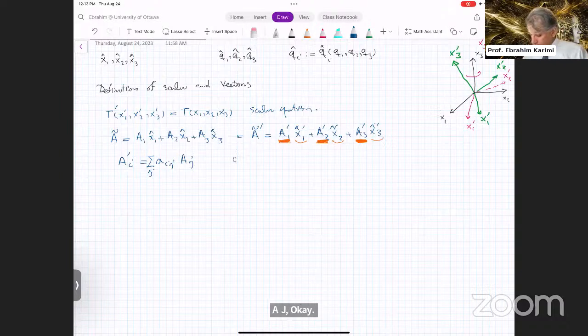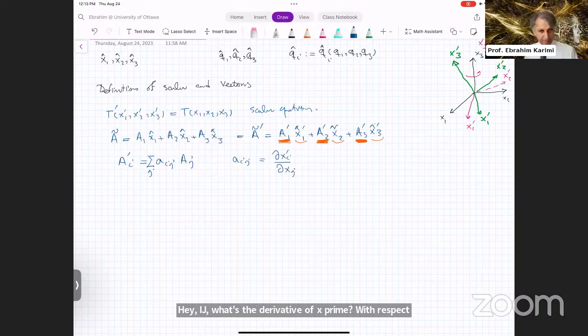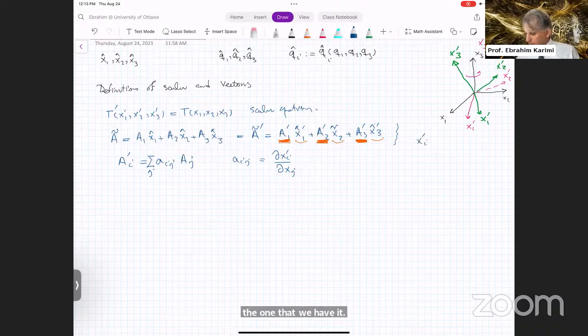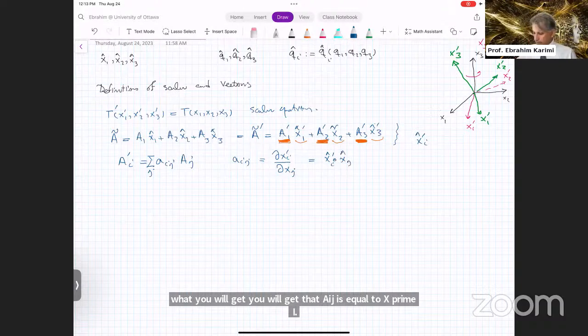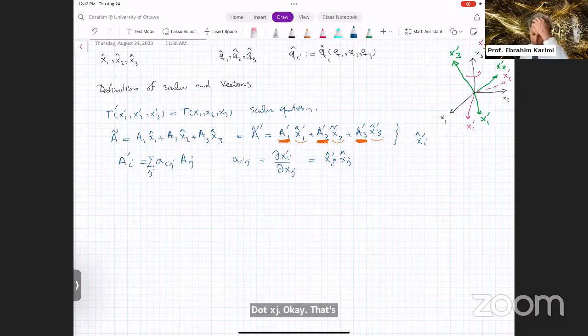And what was Aij? Aij was the derivative of x prime i with respect to xj. We proved this in the past. And if you want to know that, if you assume this relation, the one that we have, and you multiply both sides by x prime i, then what you will get is that Aij is equal to x prime i dot xj. Okay, that was also what we obtained from the definition of the vector.